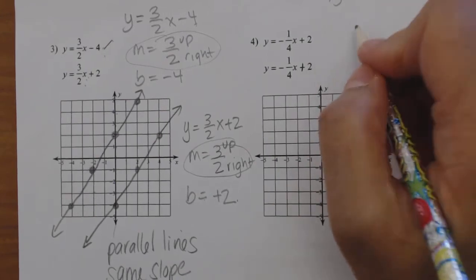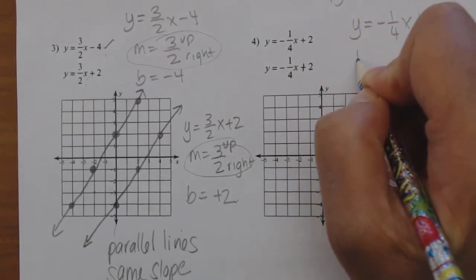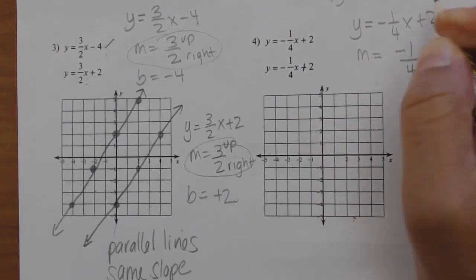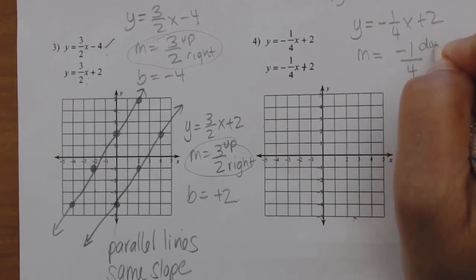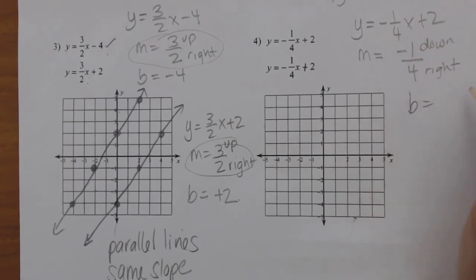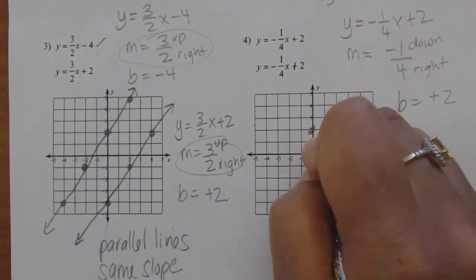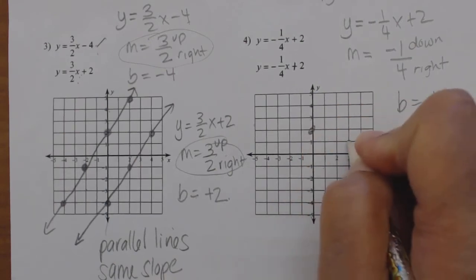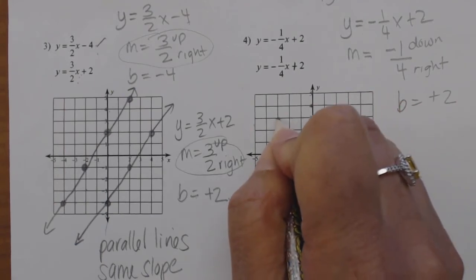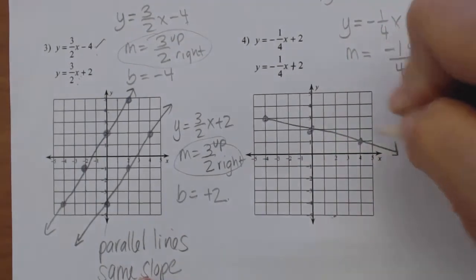Let's move on to the next one. Y equals negative 1/4 x plus 2. My slope is negative 1 over 4. Remember, I put that negative in the numerator all the time. So this is telling me to go down and right. I'm going to start at positive 2. So I go to positive 2, I go down 1 and right 4. 1, 2, 3, 4. I can't do it anymore, so I'm going to go back. I'm going to go up 1 and left 4. And then I'm going to connect as best as possible without a ruler.